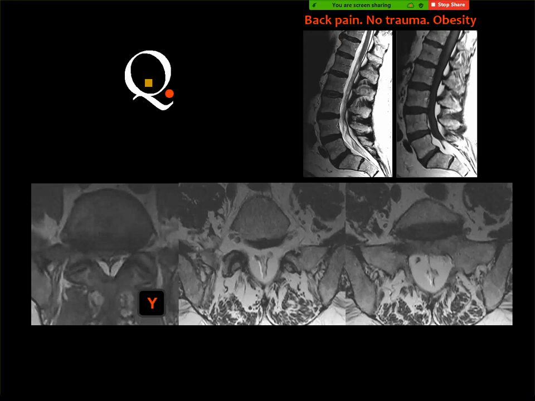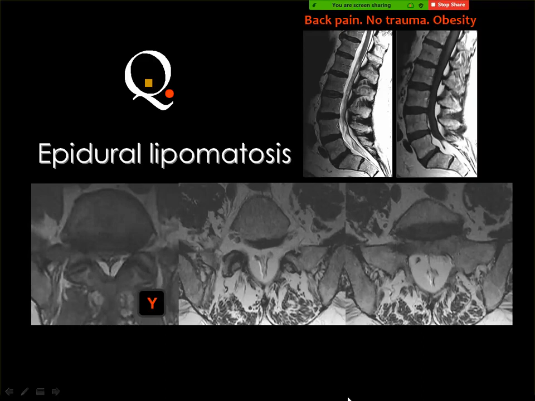Why Y shape? Ligamentum flavum hypertrophy and calcification? No. Secondary spinal canal stenosis? Acquired spinal canal stenosis? Why this shape? What about the ligamenta flava? They are bright. Ligamenta flava should be black. Okay, it's fat. This is fat. Yes. And whenever you get excess fat inside the spinal canal, this is known as epidural lipomatosis.